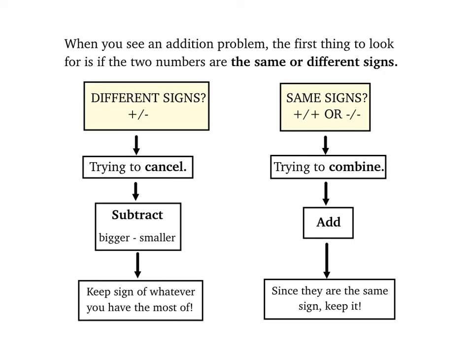So if I see two numbers that are different, a positive and a negative, I have to remember they're opposites and trying to cancel. So what's happening is they're subtracting away from each other, and I keep the sign of whatever I have the most of. If they're the same signs, two positives or two negatives, those are trying to combine, and I'm going to add them together. And since they're the same sign, I keep whatever the original is.